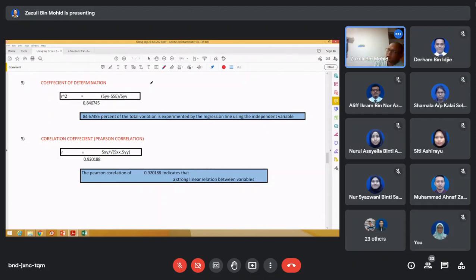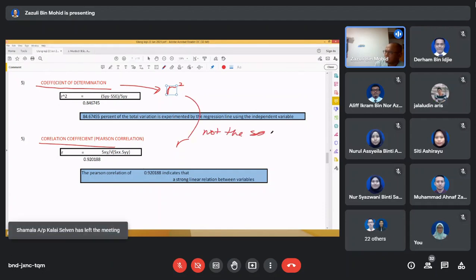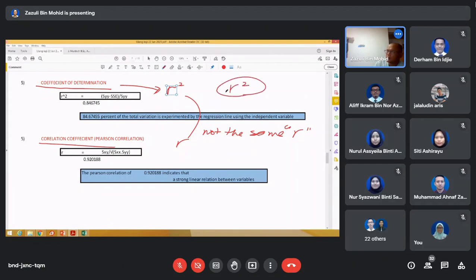So don't make mistakes. R square for this one is R. It is not the same R. For example, you already calculate R2 for the coefficient of determination, and then you are asked to calculate the correlation coefficient. Don't square root the R2. It's wrong. Okay?